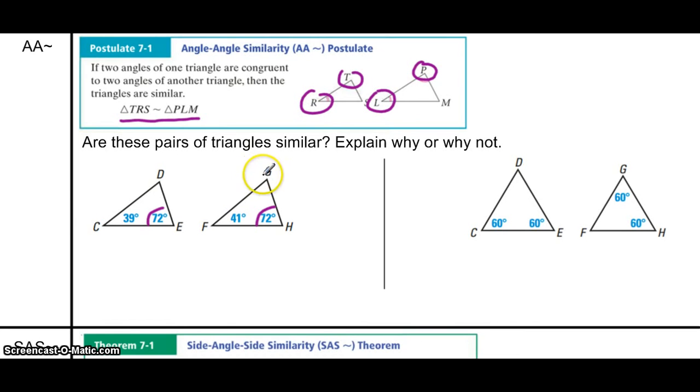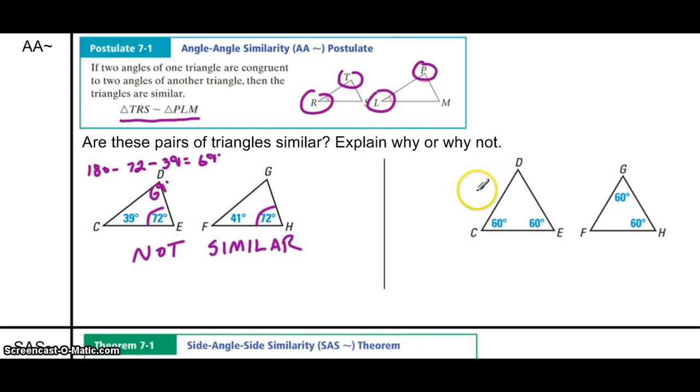Maybe those are congruent. To double check that, to find this last angle, we can subtract 39 and 72 from 180, because all the interior angles of a triangle should add up to 180 degrees. So subtract the 72, subtract that 39, and if you do that, you'll get 69 degrees. And 69 degrees isn't congruent to 41 degrees, and neither is 39. So in fact, we don't have two congruent angles here, so we can conclude that these triangles are not similar.